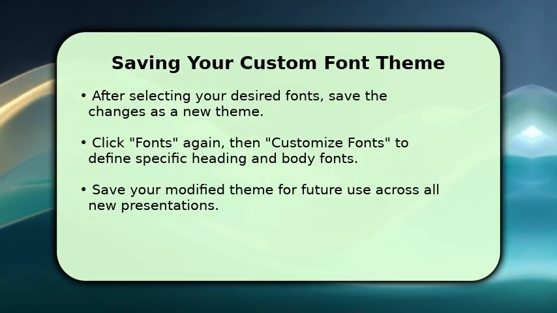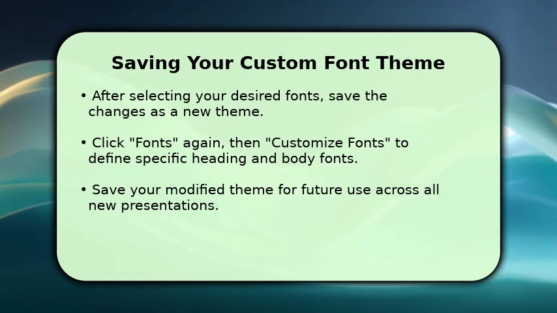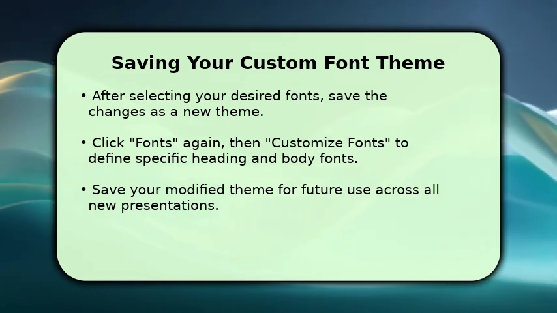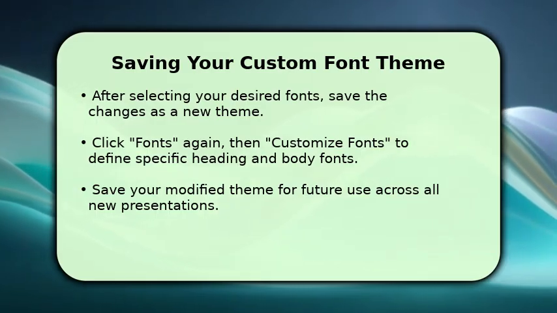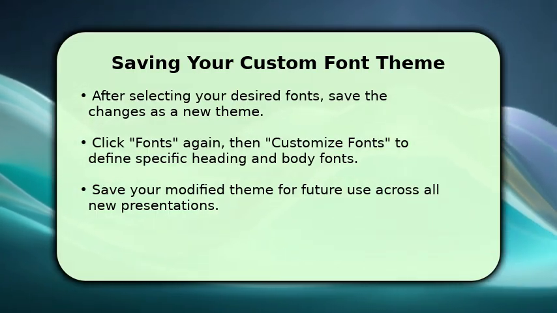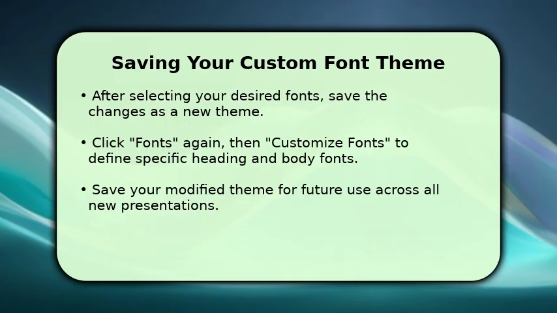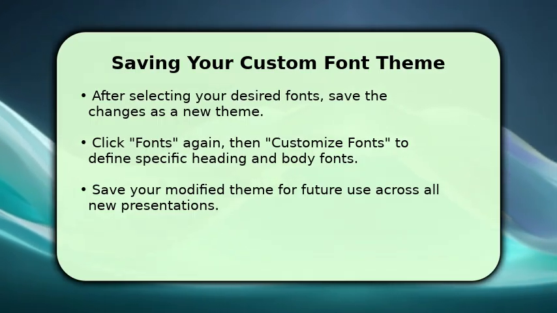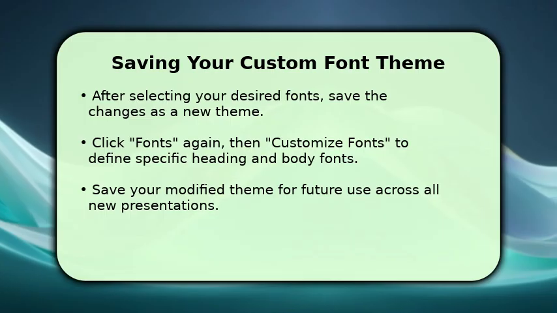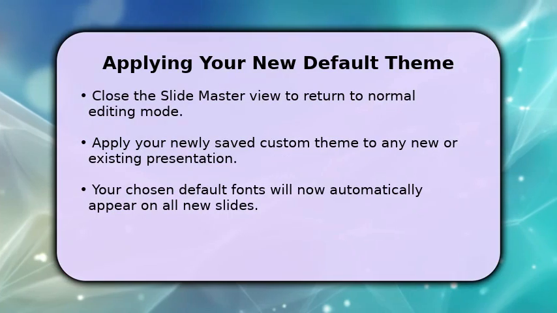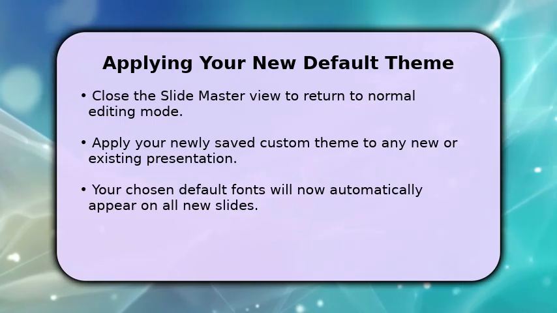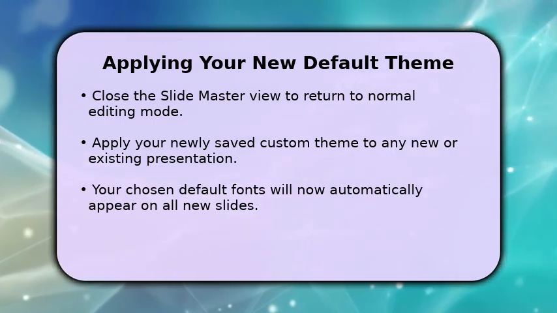On the Slide Master tab, click the Fonts drop-down once more. Then, select Customize Fonts to fine-tune your heading and body text choices. Once satisfied, click Save Current Theme to store your new default font settings. This ensures your custom fonts are readily available for all future presentations you create. To finalize your changes, simply click Close Master View on the Slide Master tab.